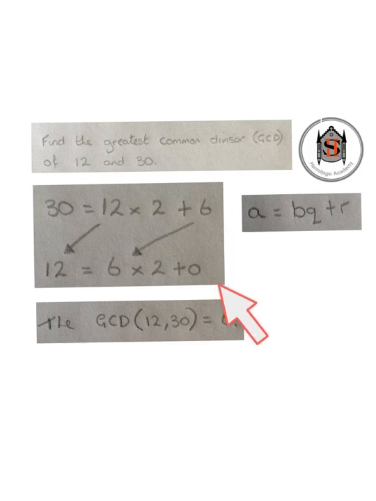Now to find the greatest common divisor from this, we look at the number in this position, which should also be the remainder in the previous line of working. So this means that the greatest common divisor of 12 and 30 is 6.